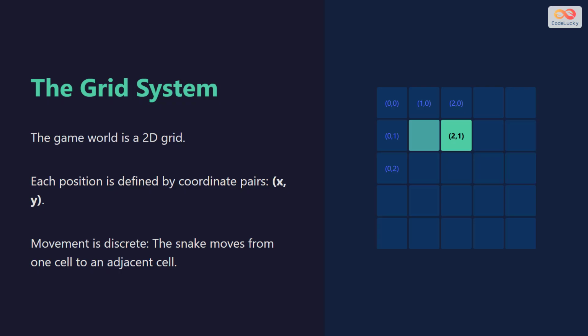First, let's understand the world. The snake game is built on a 2D grid. Think of it like a chessboard or a spreadsheet. Every position on the screen is defined by an X and a Y coordinate. Movement in this game is discrete, meaning the snake jumps from one cell to the next adjacent cell, rather than moving smoothly like a character in a 3D game.